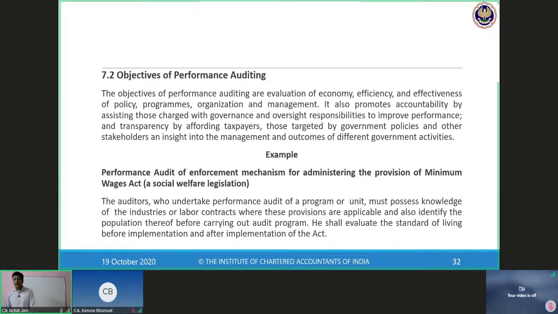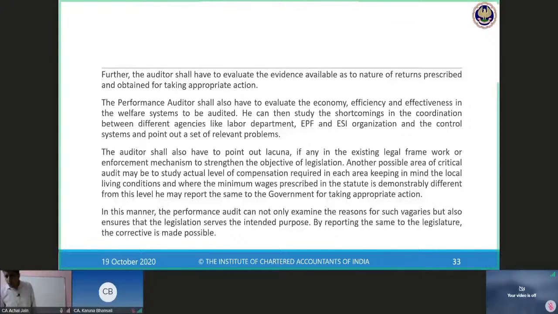The auditors who undertake performance audit of a program or unit must possess knowledge of the industries. That's very important because if the auditor will not know the required provisions, will not understand the subject matter, will not understand the criteria against which the subject matter is required to be assessed, then the auditor cannot design his audit procedures, cannot perform his audit in an effective manner. Auditors shall have to evaluate the evidence available as to nature of returns prescribed and obtained for taking appropriate action.